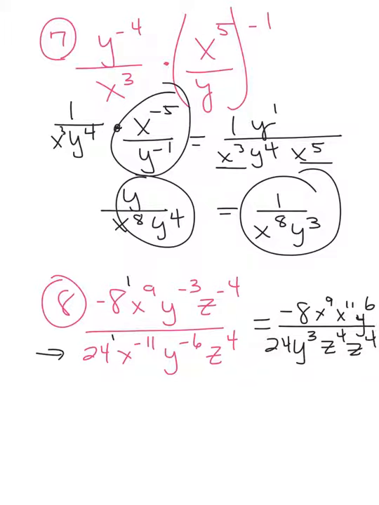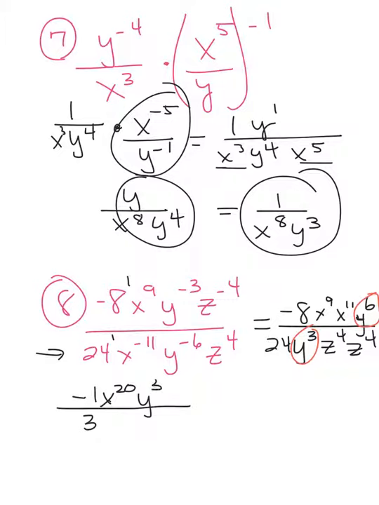Now let's start cleaning up. I have negative 8 over 24, which is really negative 1/3, so I can simplify that to negative 1/3. My x's are both numerators, so I can add them, so I get x to the 20th. And then my y's, I have y to the 6th on the top and y to the 3rd on the bottom. So when I simplify that, I subtract. I get 6 minus 3 gives me 3. So I'm left with y to the 3rd as my numerator.